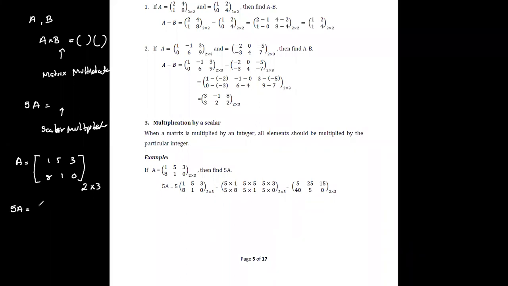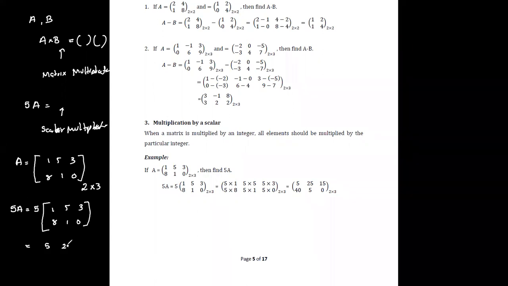To calculate this quantity, first we need to write down the scalar along with the elements of the given matrix, which are 1, 5, 3, 8, 1, and 0. Then we multiply each and every term of this matrix by the given scalar. It is now 5, 25, 15, 40, 5, and 0. This is a 2 by 3 matrix. Therefore, we can see that each and every element of this matrix is multiplied by the given scalar.